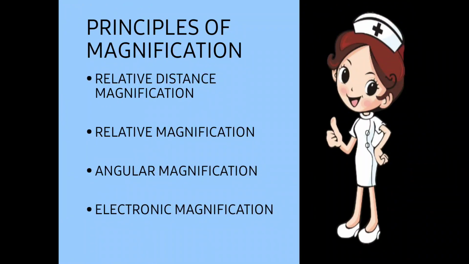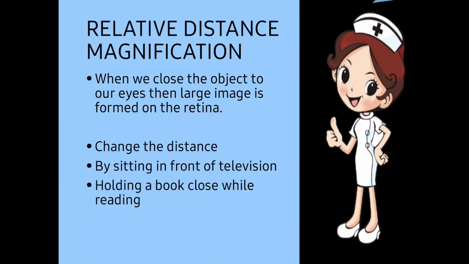Next one, principles of magnification. Now we have the 4 principles of magnification. The first one is relative distance magnification. Second one is relative size magnification, then angular magnification and electronic magnification. Okay, so let's move to relative distance magnification.